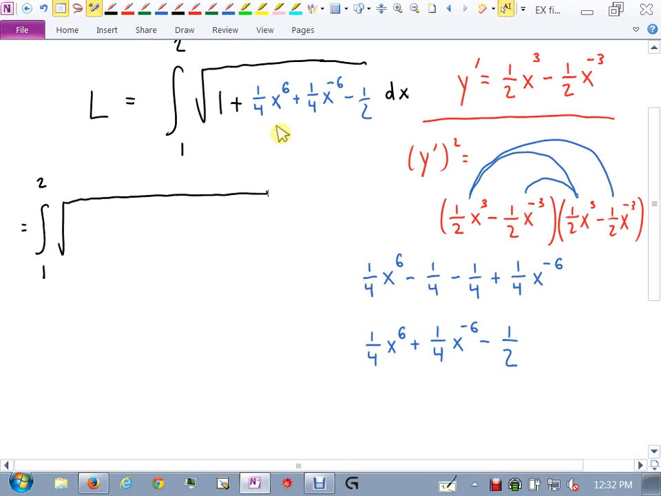Let's do the 1/2. The 1 right here minus the 1/2 is 1/2. And then I'm going to rewrite this way: x to the 6th over 4 plus 1/4x to the 6th. And that was it, right? Because I took that 1/2 out of there already, that negative 1/2.